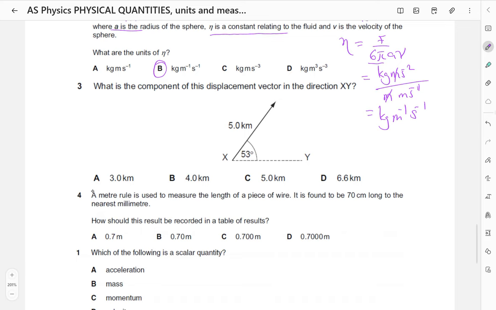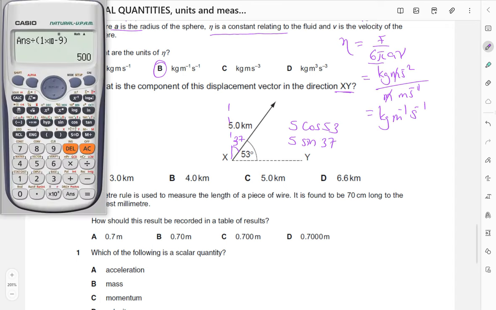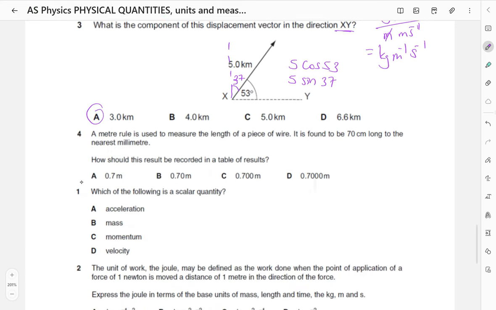What is the component of this displacement vector in the xy direction? That is in the horizontal. We resolve this horizontally. So this is going to be 5 cos of 53 or 5 sine 37, if I use this other angle here. I think that gives us the same answer, 5 cos 53 or 5 sine 37. So the answer is going to be A, 3.0.